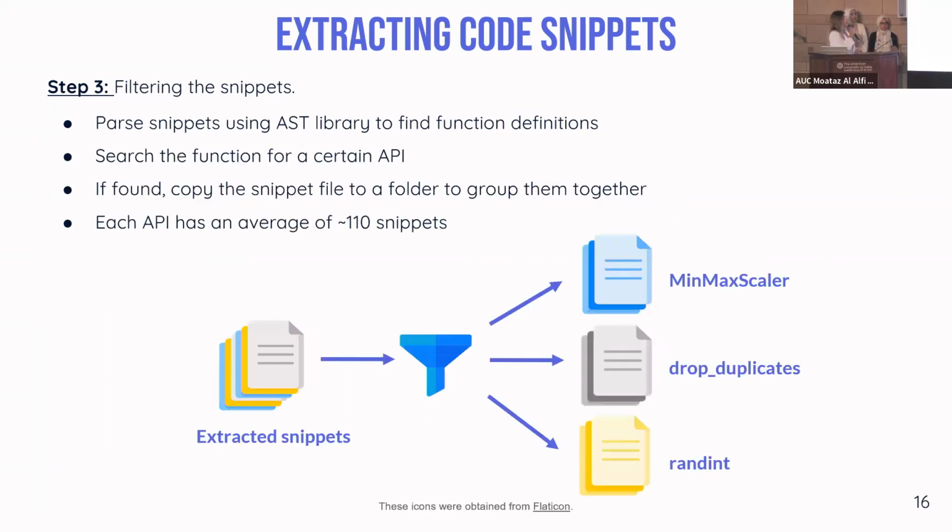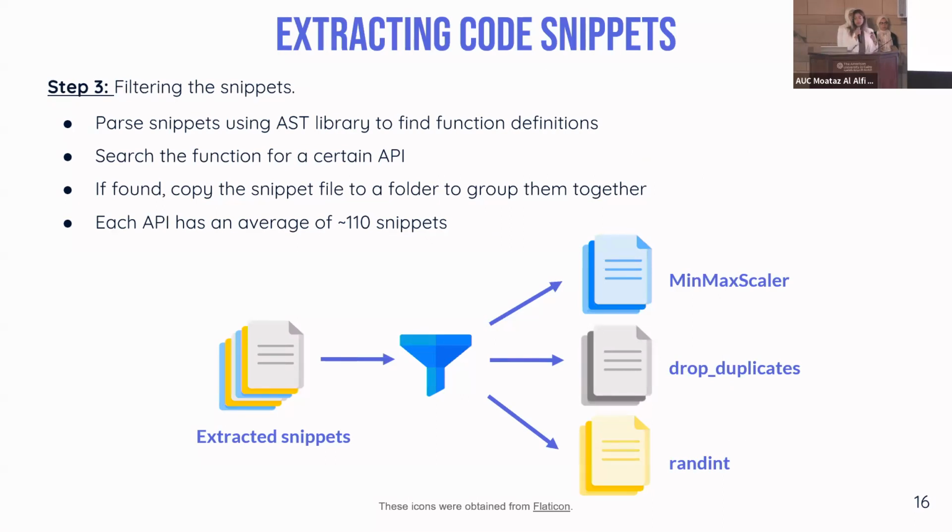The third and final step is to filter the snippets to find specific APIs. And this is also done using the Python AST library. We parse the snippets to find the function definitions, and then we search for the API call inside the function. And after we find this API, we copy the file into another directory to group them together.